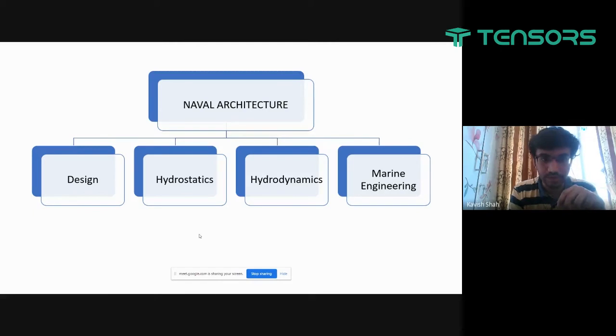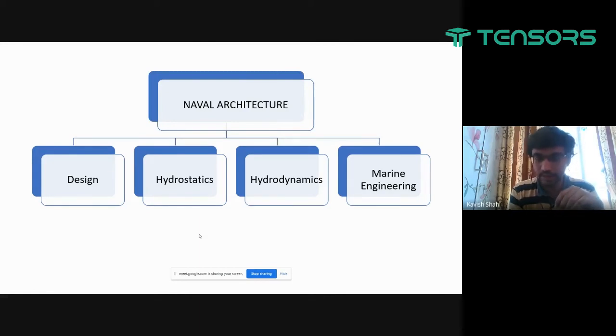The other part of it is hydrostatics. Hydrostatics is the study of how a body behaves in water, or in the ocean, when it is static. And hydrodynamics is similarly how it behaves when it is moving, what the forces on it are, and how we can make the ship sturdy enough to bear those forces. And the fourth part is marine engineering.